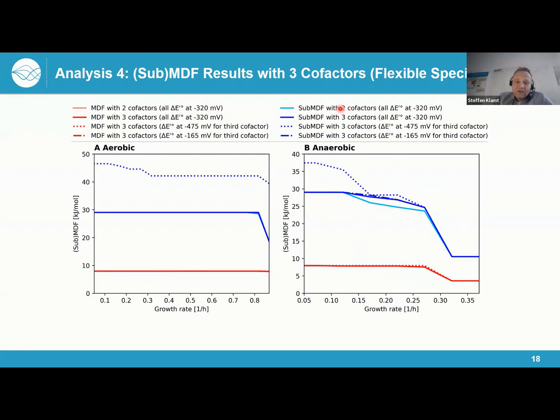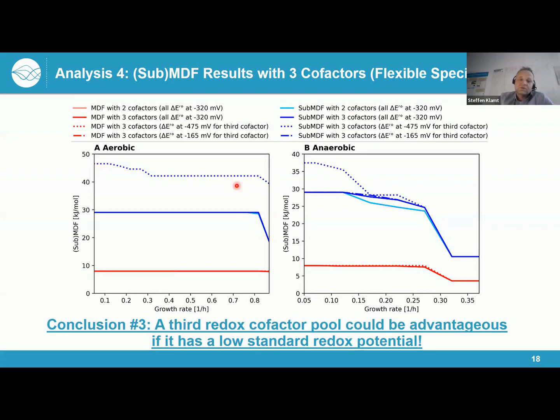However, for the sub-MDF, we now see that we get significant improvements in the sub-MDF value for aerobic conditions if we have 3 cofactors and where the standard redox potential is more negative than for NAD and NADP. This is also advantageous for anaerobic conditions, although only for smaller growth rates. For higher growth rates, we see only minor advantages in improving the sub-MDF value. But still, for aerobic conditions, we see really significant effects. So the conclusion here is that a third redox cofactor pool could be advantageous if it has a low standard redox potential.